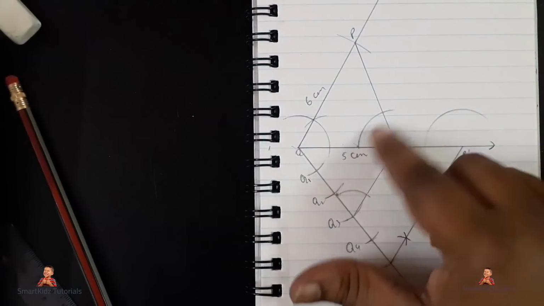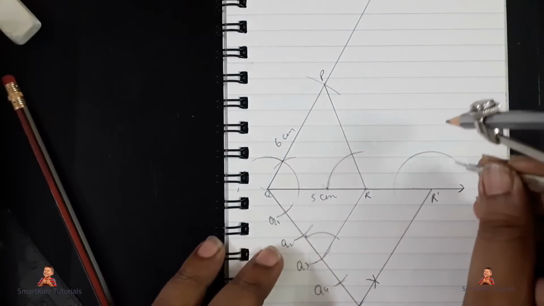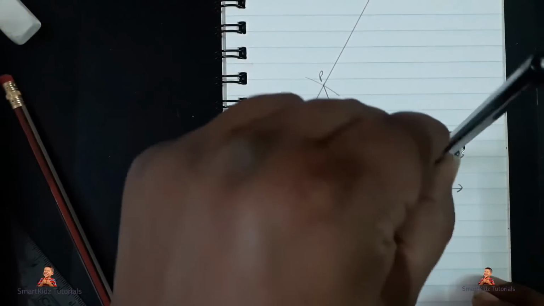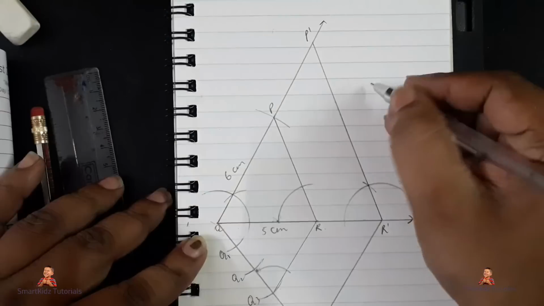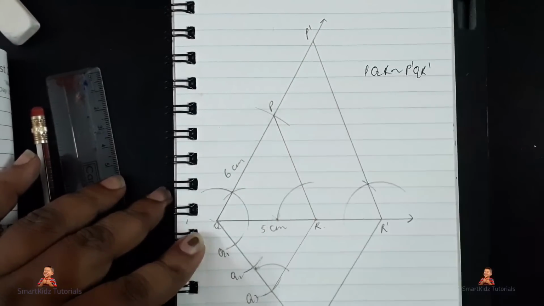Next step is to measure this arc. So I've taken the same measurement as this, and where this arc cuts this, to cut this arc. Construct PQR, which is similar to P dash Q R dash.